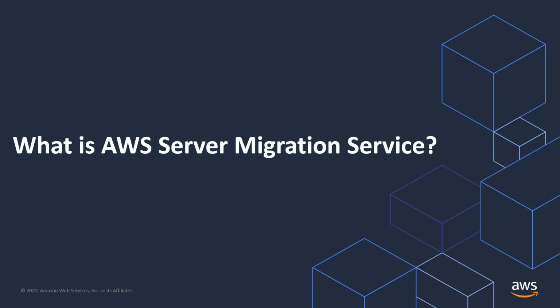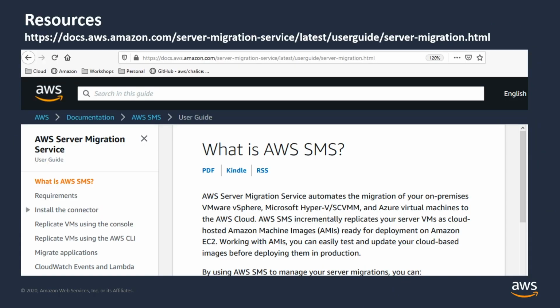For my example, I'll be using Microsoft Hyper-V as my hypervisor. However, you can use VMware vSphere, Microsoft Hyper-V, Microsoft System Center Virtual Machine Manager, or you can install the connector directly onto Microsoft Azure to migrate servers directly from Azure to AWS. Our website has complete documentation on the Server Migration Service, including a setup guide that you can refer to at a later date to help you through your specific requirements.